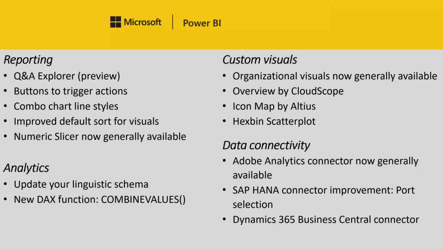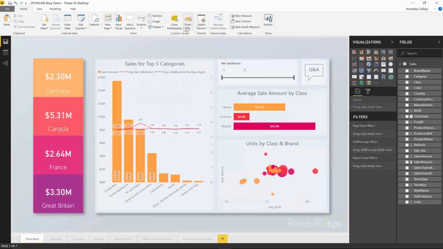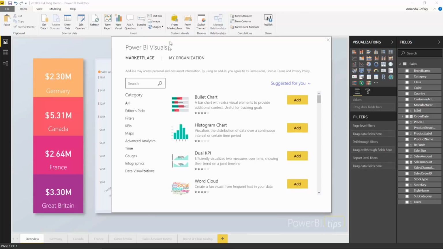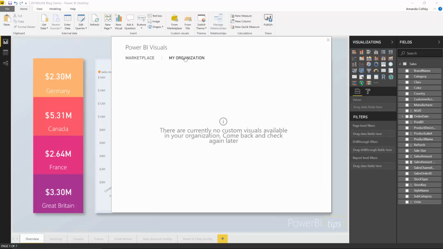Just to remind you of what this feature is, you'll find these organizational visuals from Marketplace. And of course, by default, you'll see the publicly available store visuals, but you also have this new tab called My Organization. And whenever you click it, if you're like me, your IT company hasn't published any custom visuals for your organization, but if your IT team has done that, you would see them here listed, just like you see the marketplace visuals listed. And you'll be able to take those and use them in your report.